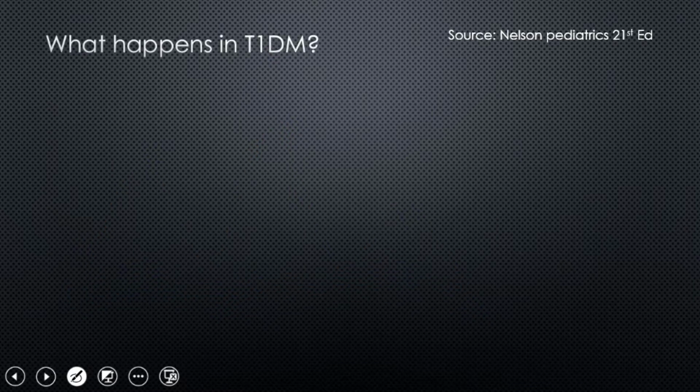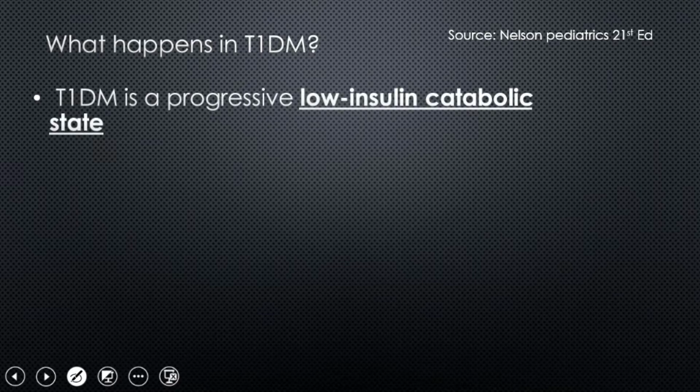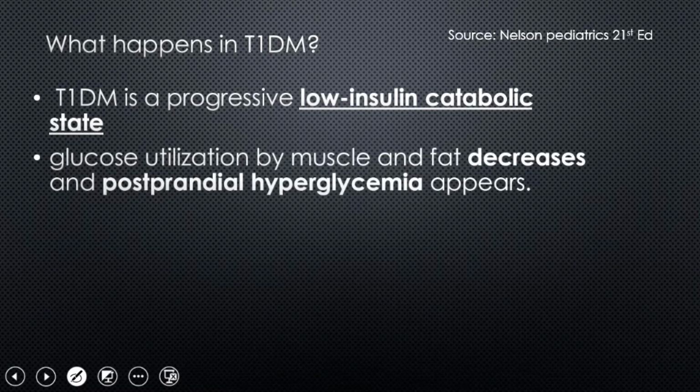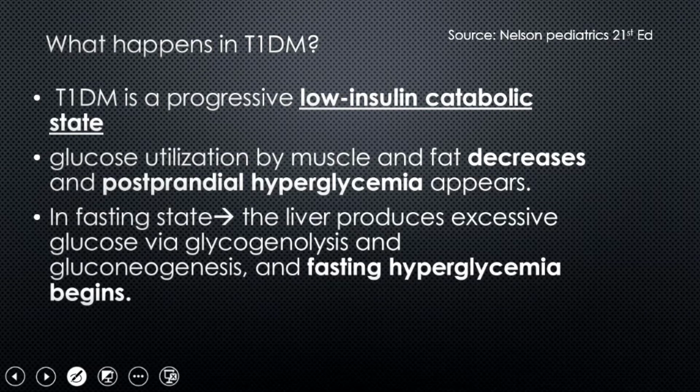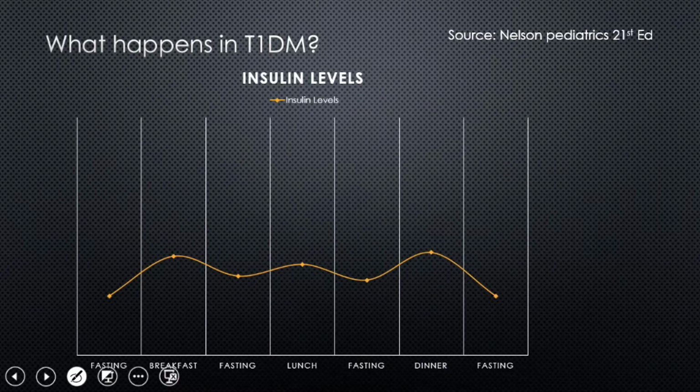So what happens in type 1 diabetes? In type 1 diabetes, there is decreased insulin production from the pancreas. So there is a progressive low insulin catabolic state. Glucose utilization by muscle and fat decreases and postprandial hyperglycemia appears. In the fasting state, the liver produces excessive glucose via gluconeogenesis and glycogenolysis, and fasting hyperglycemia appears. So in type 1 diabetes, there is a consistently lower level of insulin which leads to hyperglycemia.